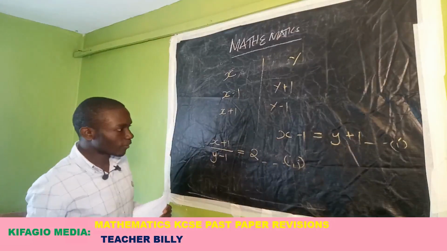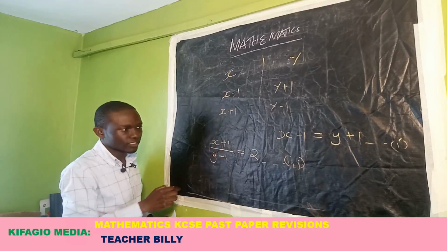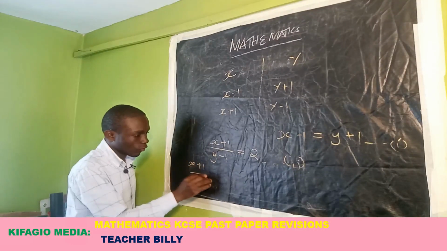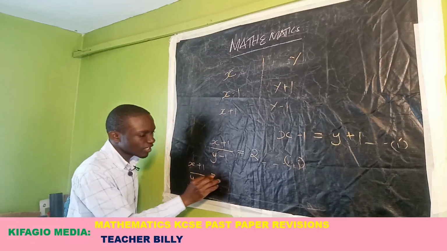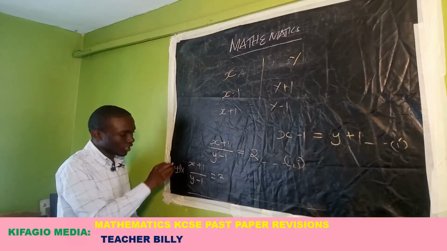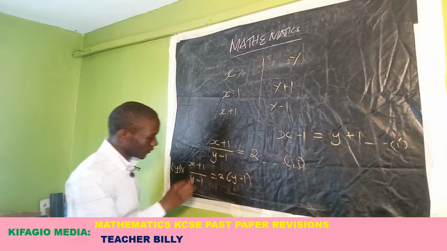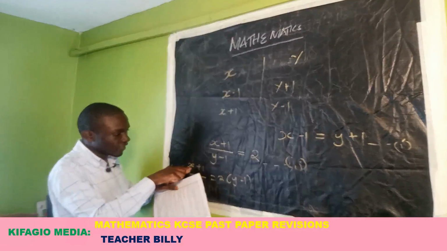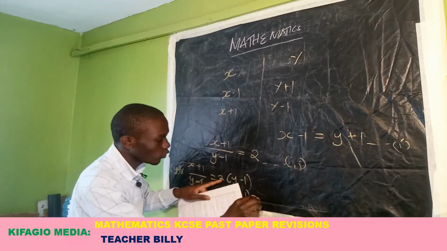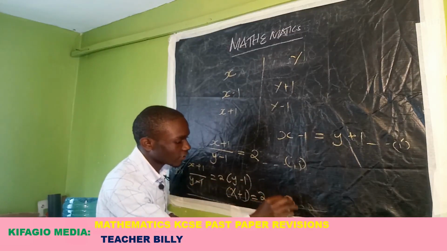By use of substitution method or elimination method, let us use substitution, class. I want to make X the subject in equation 2. So I'm going to have X plus 1 over Y minus 1 being equal to 2. It's a fraction. You multiply this side by Y minus 1, and whatever you do on the left hand side also do it on the right hand side. So this one and this one will go. I'm having X plus 1 is equal to 2 multiplied by Y, which is 2Y. 2 multiplied by minus 1 is minus 2.